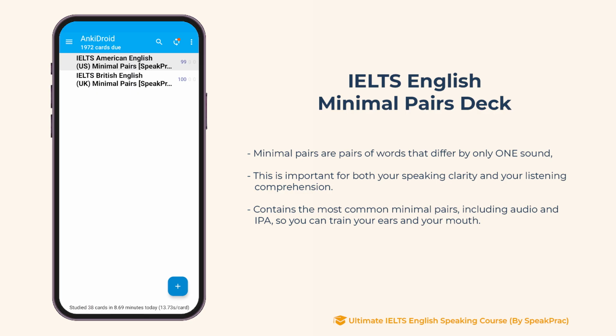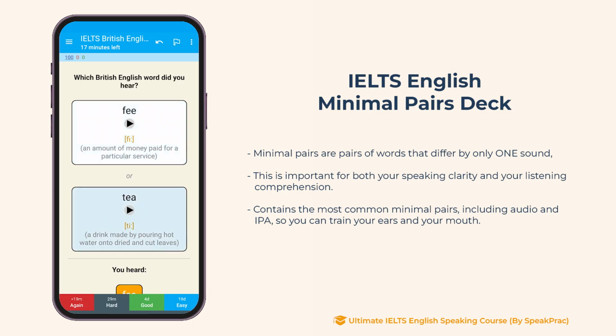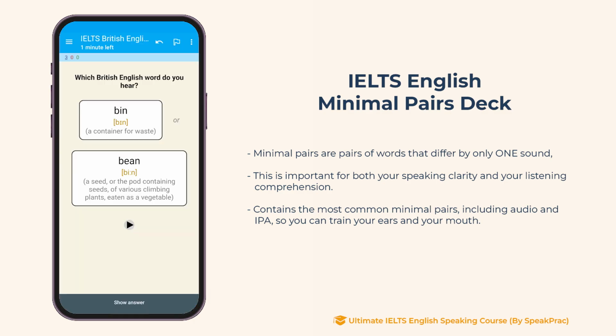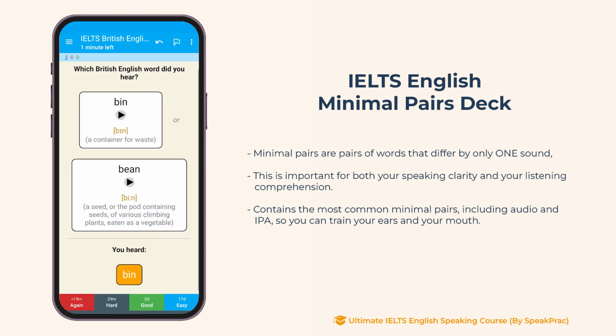Now, our minimal pairs flashcards for Anki gives you the most common minimal pairs in English, complete with high quality audio and IPA, so you can train your ears and your mouth. Let's try one right now. I want you to listen carefully to these 2 words. Bin. Bean. Can you hear the subtle difference in the middle?